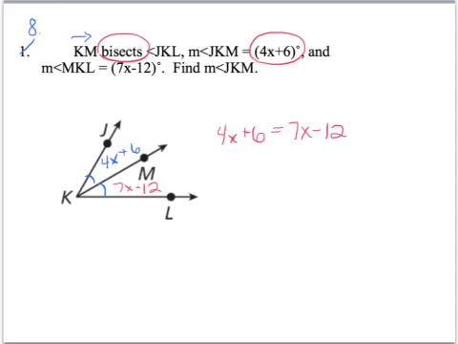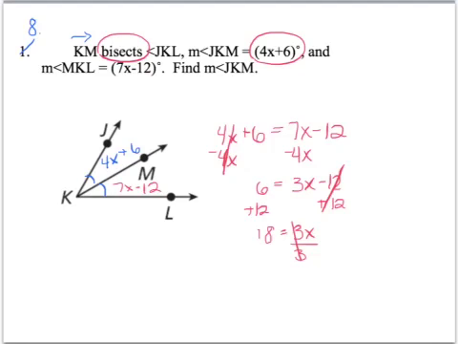Okay? Now there's nothing to combine on the left-hand side or the right-hand side. So we're going to go ahead and subtract 4x over. This leaves me with 6 equals 3x minus 12. Now let's bring the 12 to the other side by addition. And I have 18 equals 3x. So I want to divide everything by my coefficient of x, which is 3. And I get x equals 6.